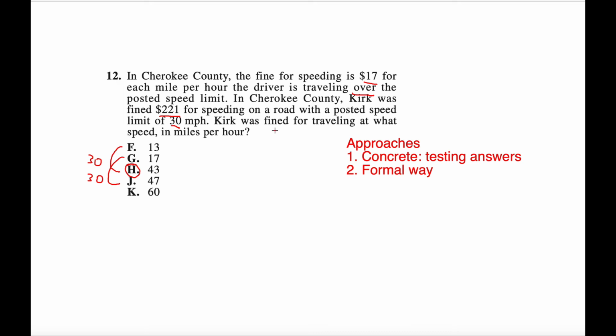And that would basically involve just trying to figure out the amount that he was speeding over the speed limit. And we can do that by just focusing on the amount that he was fined, which is $221, and then dividing that by the fine per mile an hour that's charged. So if we take the total fine, which is $221, and we divide that by the fine per mile per hour, we should get the number of miles per hour that he was speeding.